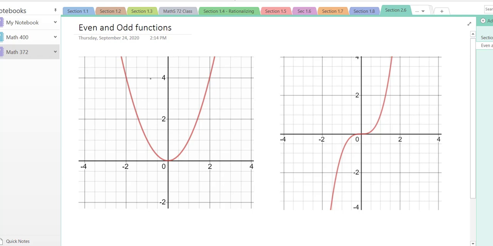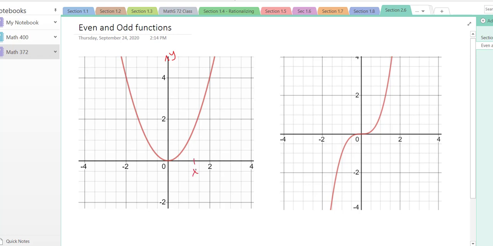Hey there, in this video we're going to talk about even and odd functions. An even function is a function that has symmetry about the y-axis. Meaning, if you could fold this along the y-axis, then they would match up.